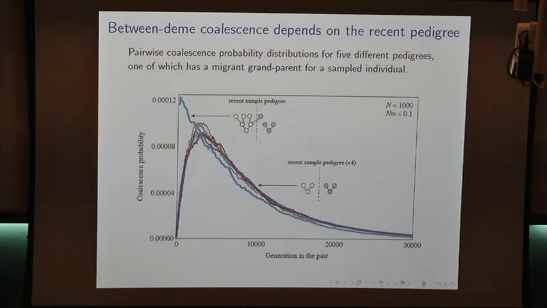When there's a grandparent who's a migrant, then if I follow loci back from this individual, there's a chance that they end up over here. So this is a case in which I could be fooled. Some portion of the time, it's as if the locus I sampled from this population actually came from the other population. And so I get a very different distribution, one that might look closer to the standard coalescent exponential distribution that I showed way back in the beginning of the talk.